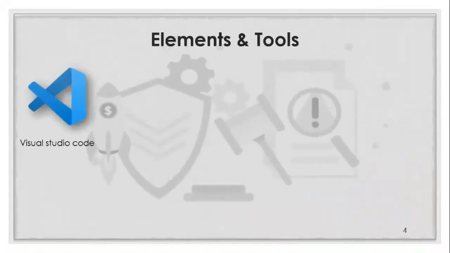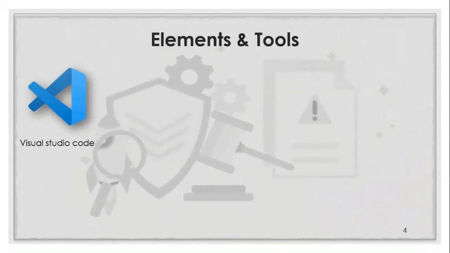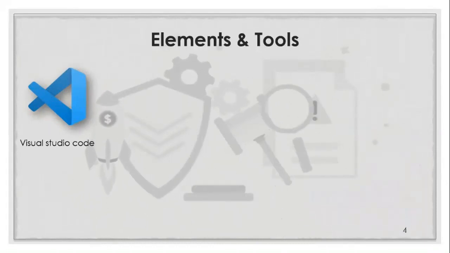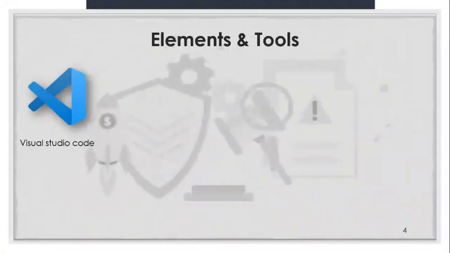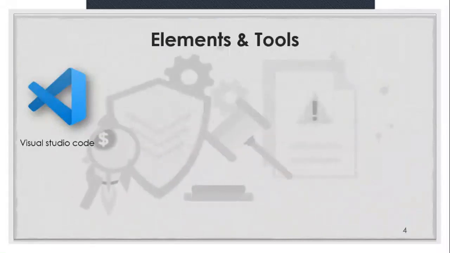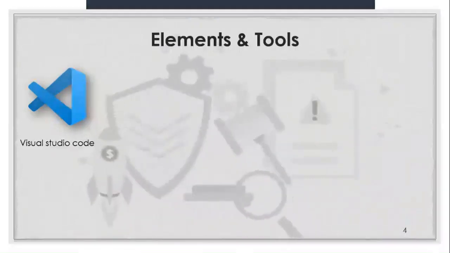Now, the elements and the tools of SQA that need to be discussed. Number 1, Visual Studio Code. This is a free source code editor made by Microsoft. It includes features that support debugging, syntax highlighting, intelligent code completion, snippets, code refactoring, and embedded Git. Users can also change themes and shortcuts according to their preferences and also add extensions for debugging and testing purposes.